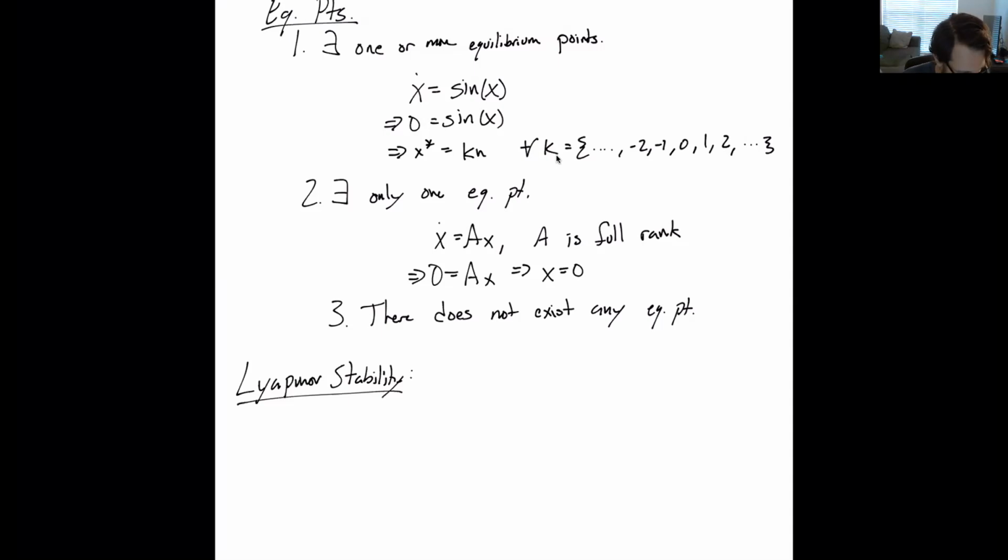So this is just going to be a slew of definitions. Let's write that. So these are definitions for asymptotic stability.